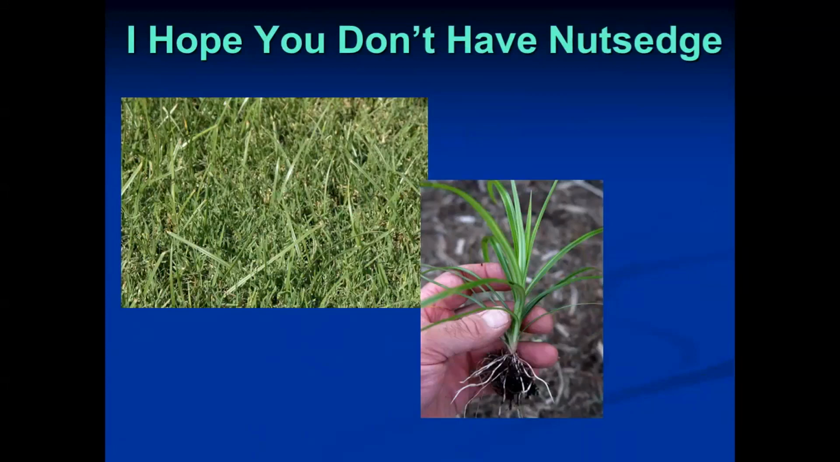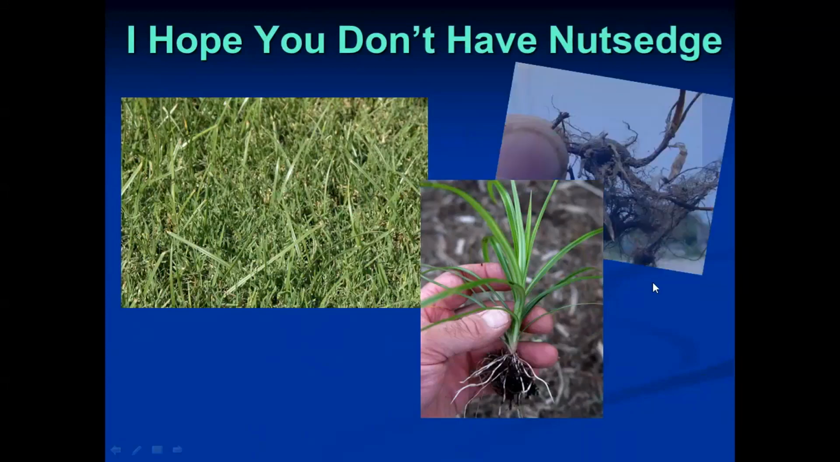There's another, I guess you could call it a weed that grows sometimes in our Bermuda lawns, and it's called Nutsedge. It has a much stiffer leaf than Bermuda and grows much taller and faster than Bermuda. Here's kind of what it looks like. And it also grows from these little underground tubers, kind of like little potatoes, if you will. And that's why it's so hard to get rid of.